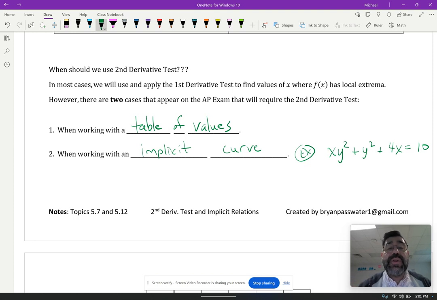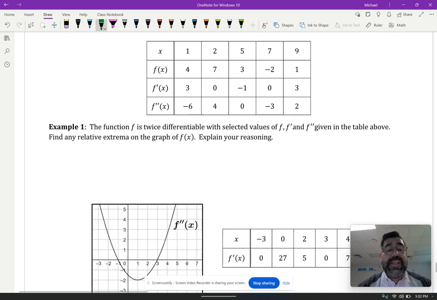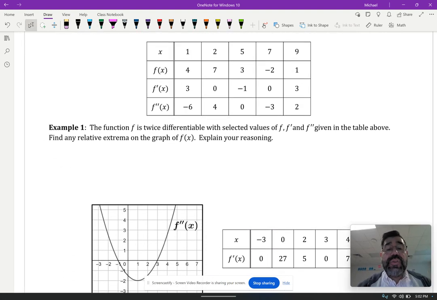That's the big idea that we're going to practice in the next video. As we get into the next one, we see a table, and we'll be able to use that to figure out where the relative extrema are.